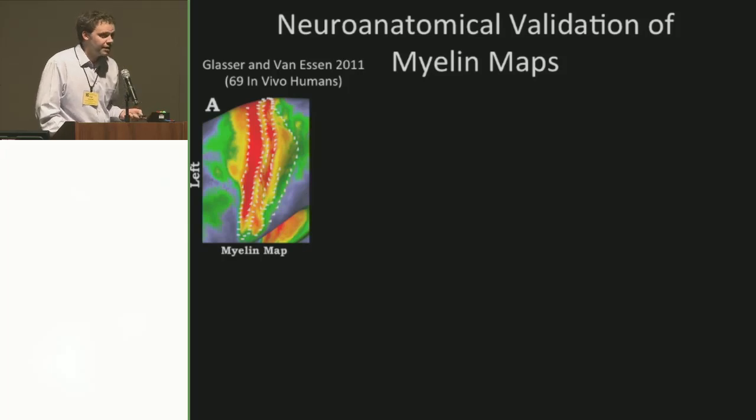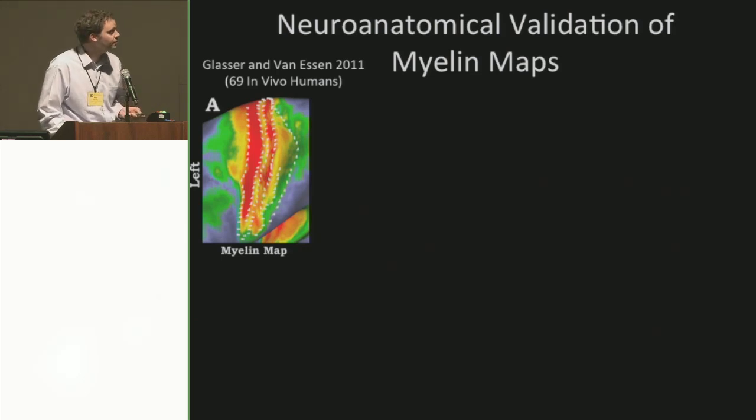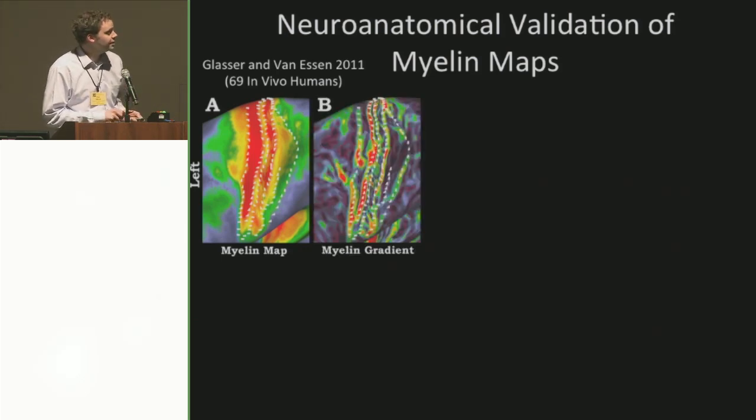So how have we validated these maps? Well, here we've got group average myelin maps, again, the central sulcus here, and if we wanted to find the boundaries of cortical areas, we're interested in where does the myelin content change most dramatically. So we can take the first spatial derivative, or the gradient, of this map here, which produces this myelin gradient here. And now the reds and greens and yellows are all where the myelin content here is changing rapidly.